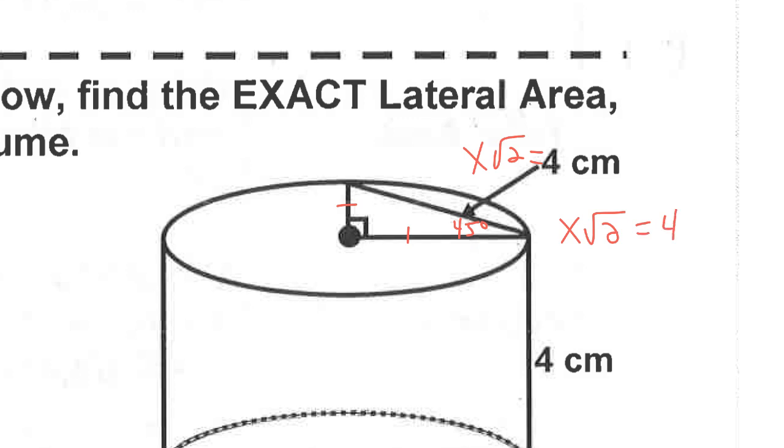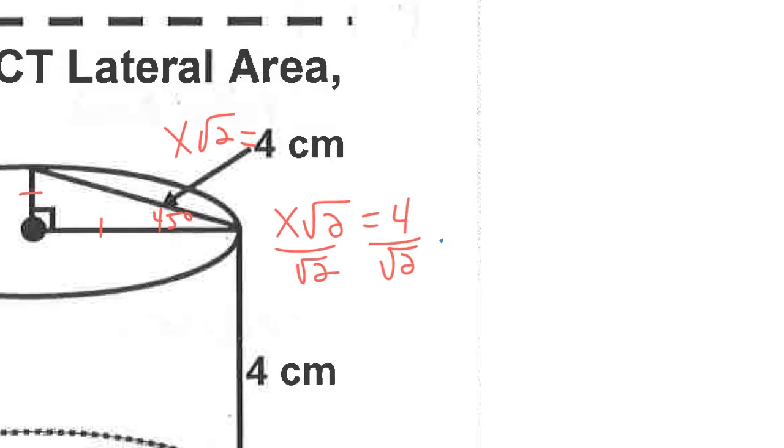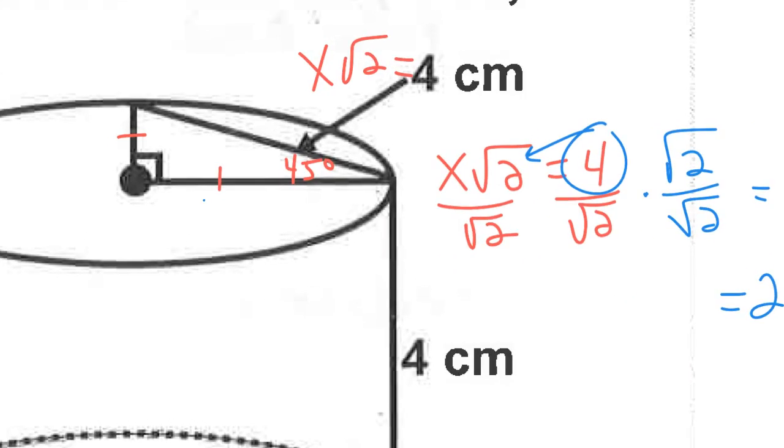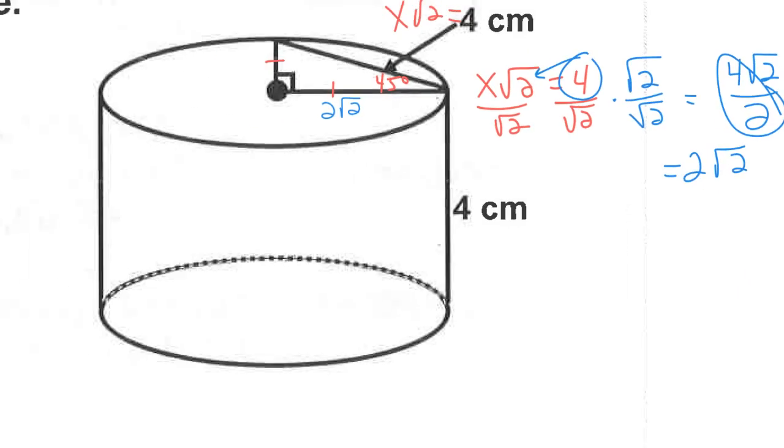We need to find x. First, I divide by the square root of 2 on both sides, but we can't have that because radicals can't be in the denominator. So I multiply it by the square root of 2 over the square root of 2, and I get 4 square roots of 2 over 2, but I can simplify, and I get 2 square roots of 2. Now, I know I went through that pretty quick, but we've done that a lot. Remember, just take this number, divide it by that, and put a square root of 2 on the end. So now I know the radius is 2 square roots of 2. So I can find all my stuff now.